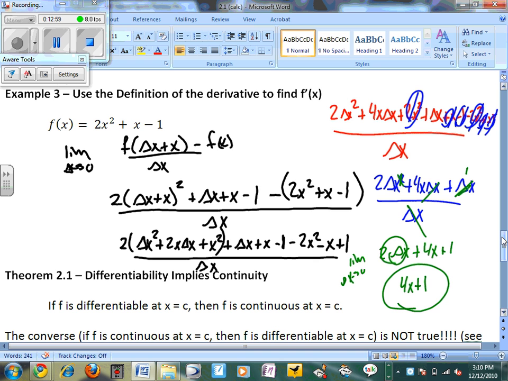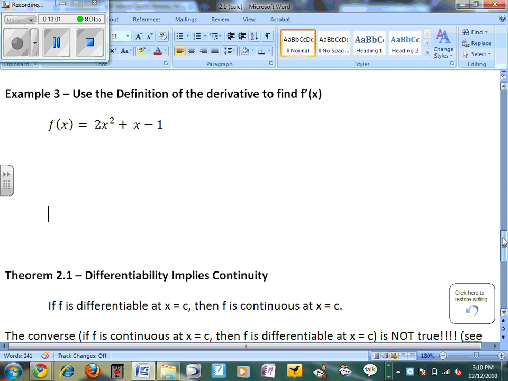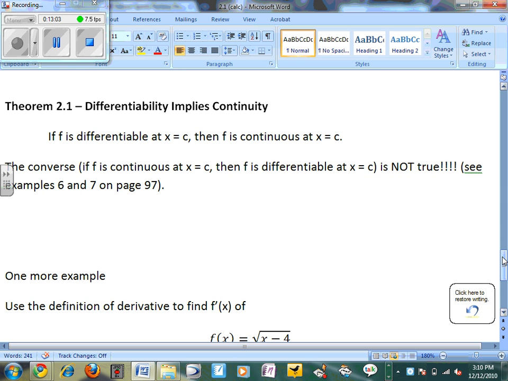The last little part here: if f is differentiable, so we can take the derivative at x equals c, then it's obviously going to be continuous at x equals c. One thing to note, however, is the converse is not true. If f is continuous at x equals c, then f is differentiable at c. That is not true. You can look at examples 6 and 7 on page 97.